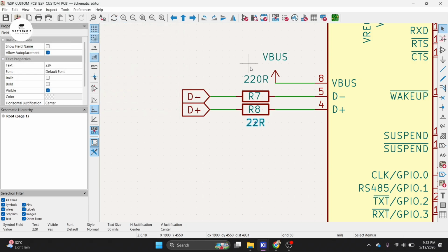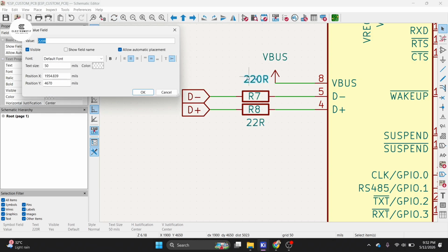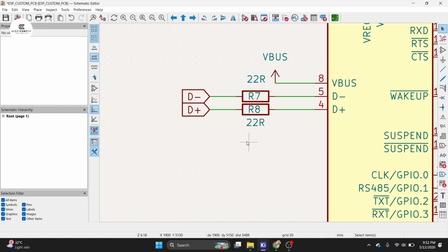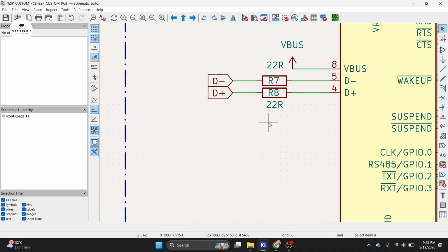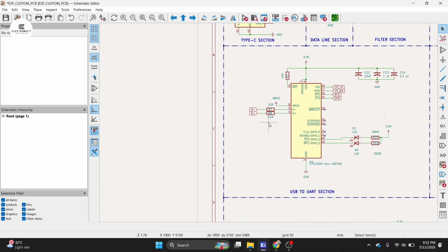Okay, so one more change is required here. 22 ohm resistors in series. These resistors help reduce signal reflection and improve signal integrity. This is very common in USB high speed routing. So you need to put the right value, that is 22 ohm.